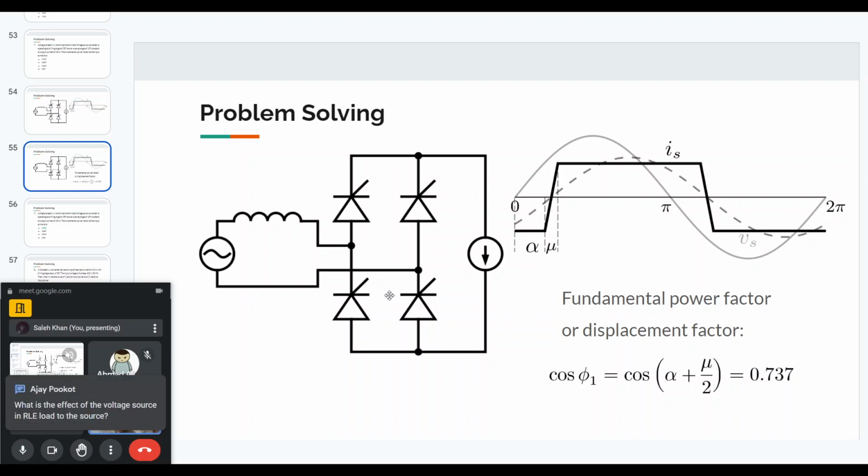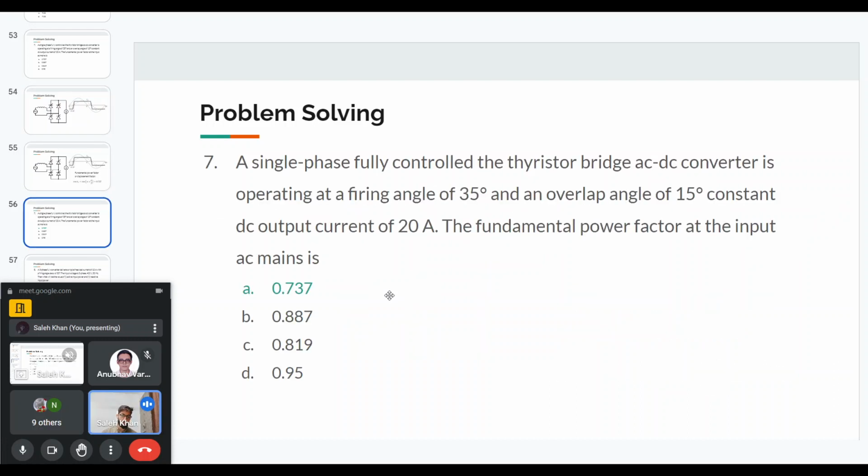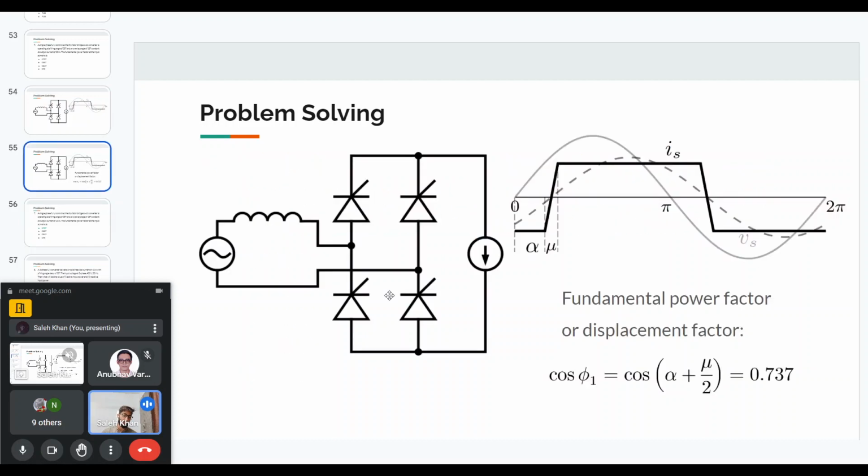So Ajay is asking what is the effect of the voltage source in an RLE load on the source. As I mentioned previously, because of the RLE load, the load current will reduce.